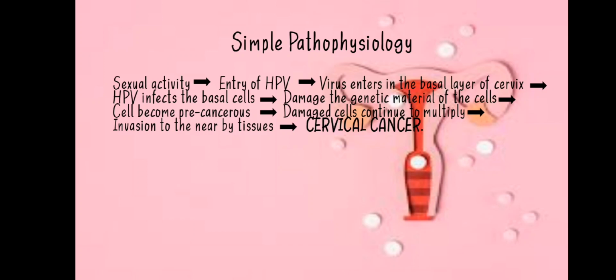Then, the damaged cell will continue to multiply. Then, there will be invasion or movement of the cancer cell from their normal location into the surrounding non-cancerous tissues. Means, the cancer cell enters or takes over or is being entered by force, then spreads the virus to the nearby tissues. Then it will become cervical cancer.